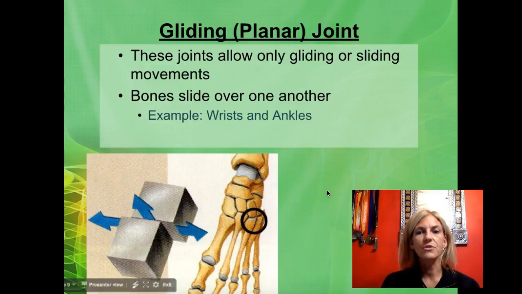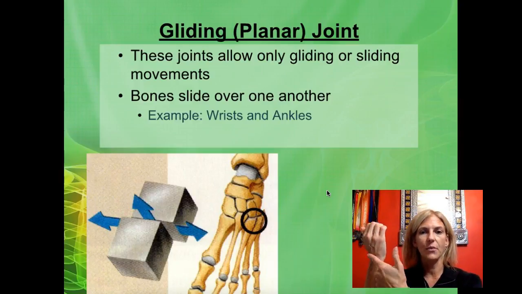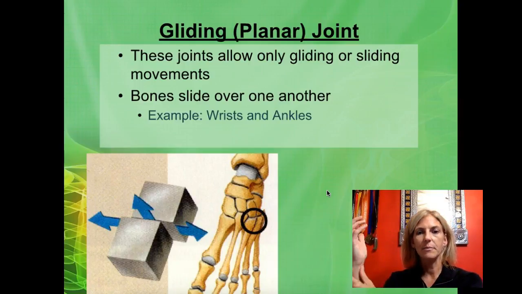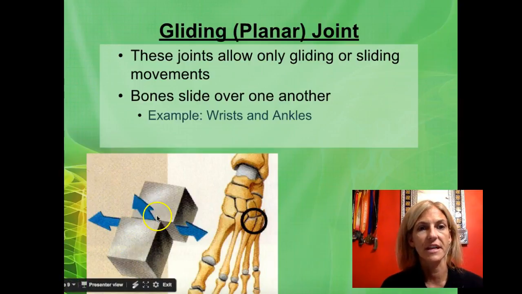So here's the gliding joint, also called the planar joint or plantar joint. So most commonly we talk about this in the wrist and ankles. And when I say in the wrist, I mean between the wrist bones, not between the forearm and the wrist. Okay, so that can be a tricky thing. When I'm talking about gliding, your wrist bones, those 8 wrist bones, carpals, they slide over one another. So that's what you see in this picture here. So this is true in the foot as well, in your ankle bones.